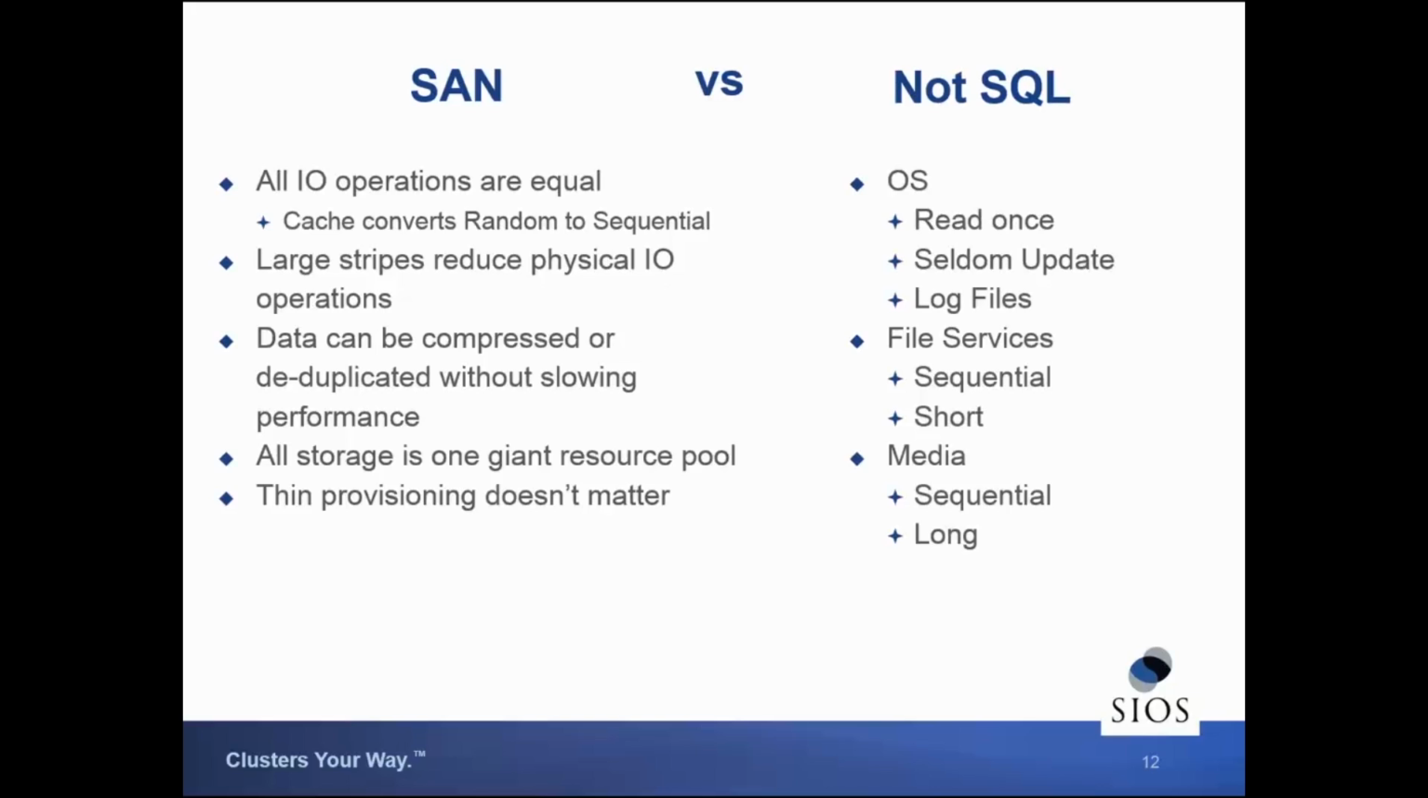Everything is one giant resource pool. That's not a bad idea, I mean, if we can use the storage effectively. But the final one is something that really kind of grates on me, and that's that thin provisioning doesn't matter. Real quick, thin provisioning is when I represent an abstraction that has a certain amount of storage, say 10 terabytes, but it only allocates a physical block of storage when I write to that block. It just puts a counter or a marker for empty blocks.